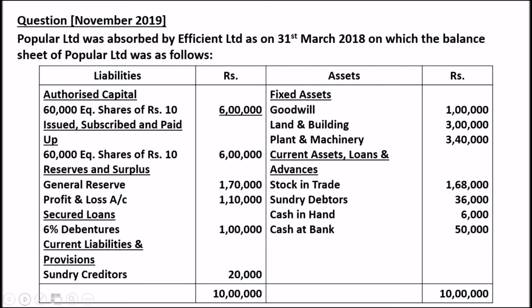On the asset side, there is fixed asset that has goodwill, land and building, plant and machinery, and current assets, loans and advances, which include stock in trade, sundry debtors, cash in hand, and cash at bank.